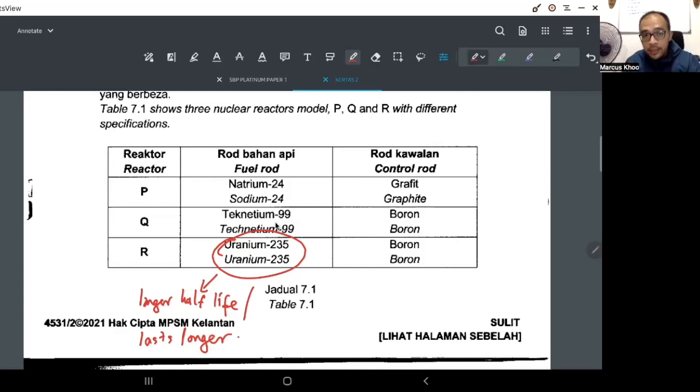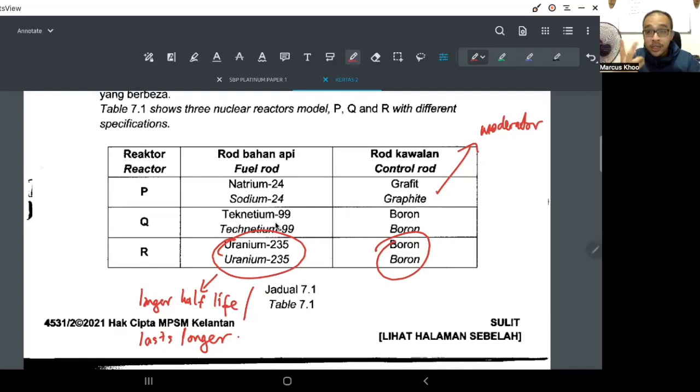Secondly, the control rod should obviously be boron. It cannot be graphite because graphite is the moderator. The moderator and control rod are different. The moderator is used to slow down the speed of the neutrons. That's graphite. But the boron control rod is used to absorb the neutrons. So be very careful. Boron.